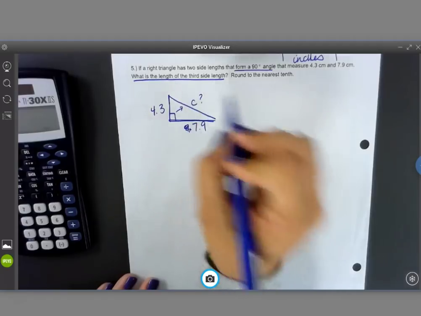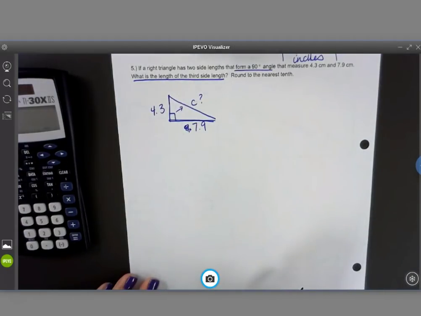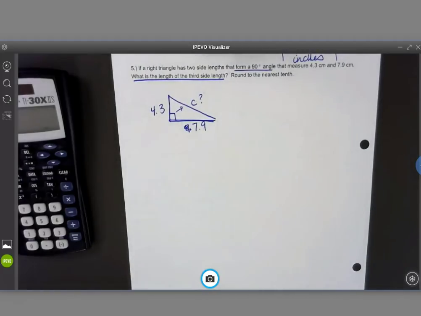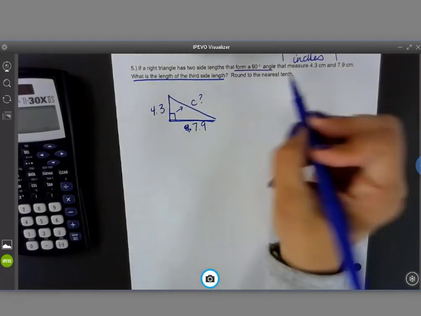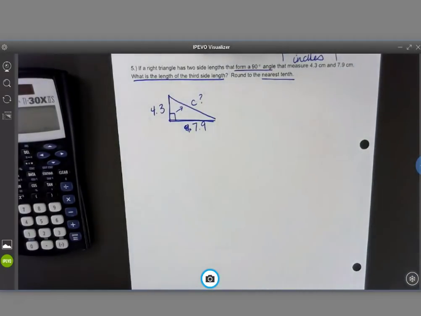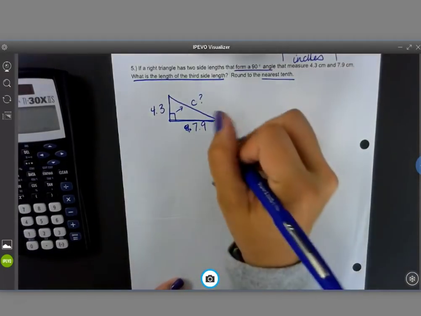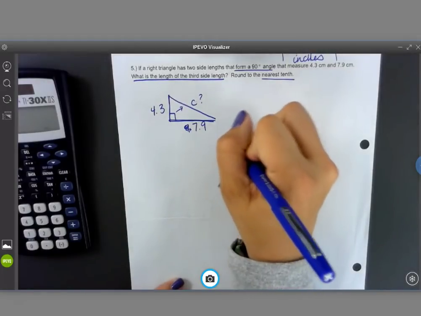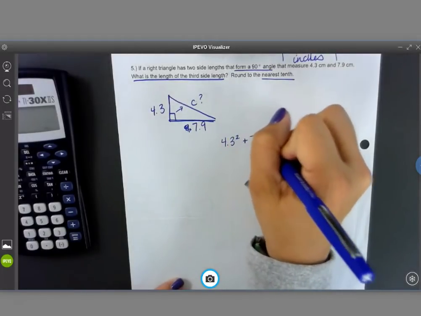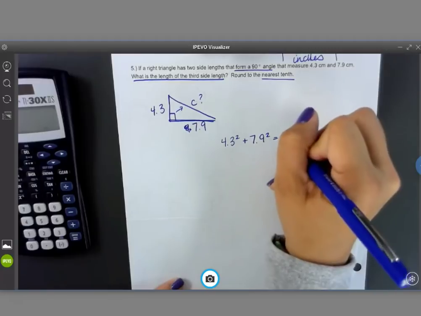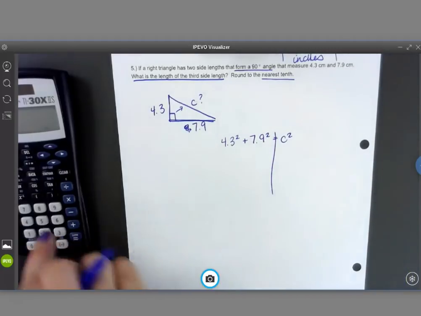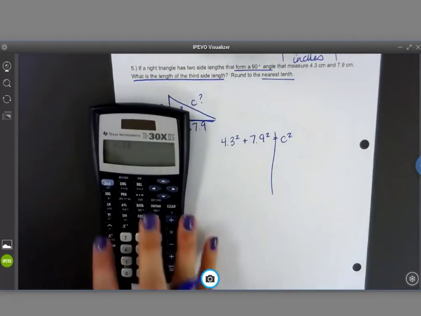So this is what we don't know. Go ahead and pause it, see if you can calculate it correctly, and make sure you label. It says round to the nearest tenth, so you're probably going to have to round on this one. So those are the legs, so I'm going to plug those in for A or B. Use my calculator, 4.3 squared.